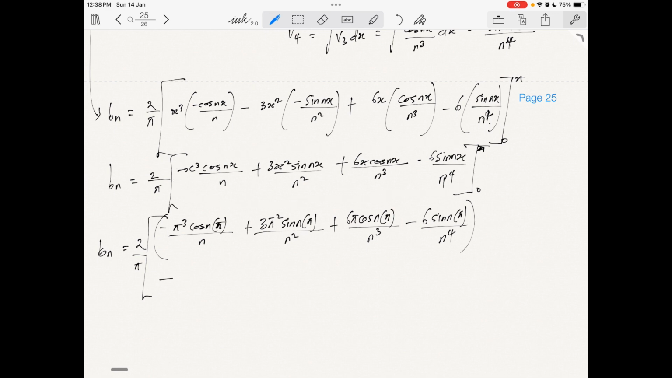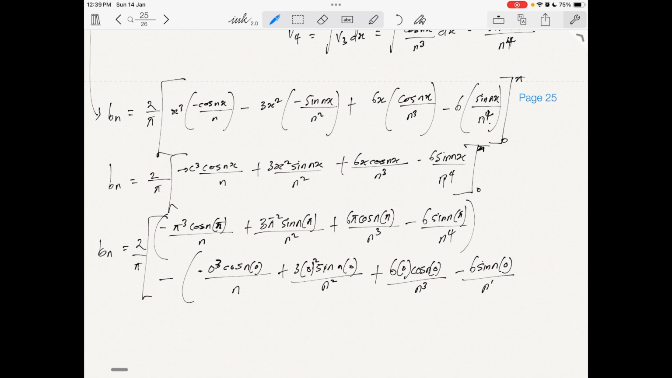So wherever we have x we put 0: minus 0 cubed cos n of 0 divided by n plus 3 multiplied by 0 squared sine n of 0 over n squared plus 6 into 0 cos n of 0 divided by n cubed minus 6 sine n of 0 divided by n raised to power 4.